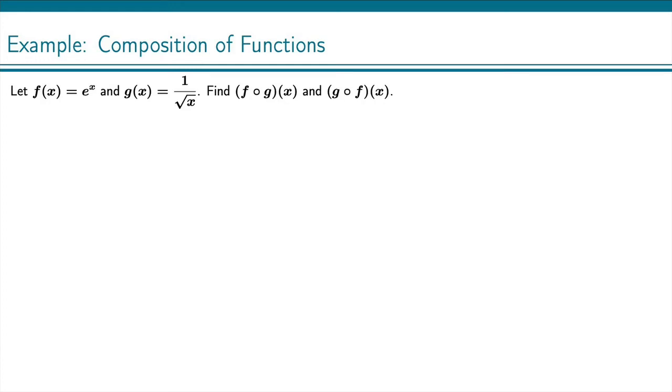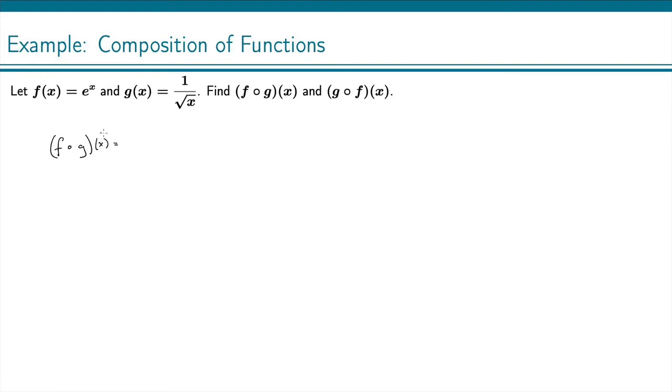f of x equals e to the x, and g of x equals 1 over the square root of x. We want to find the two compositions, f composed with g and g composed with f. We'll start with f composed with g of x.